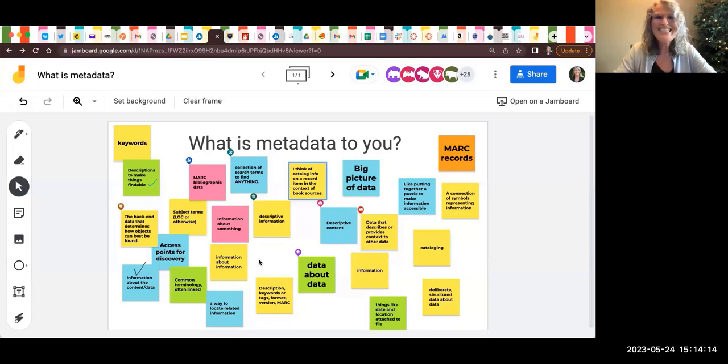Information about information, yes. Description, keywords, tags, format. Yes, that one goes all the way into the various components very well. Like putting together a puzzle to make information accessible. Absolutely, right? A connection of symbols representing information. Fabulous. You all have really contributed some excellent ideas, and I appreciate seeing the diverse perspectives that even librarians have about metadata, because I do think it means something different to everyone. So thank you so much for doing that.